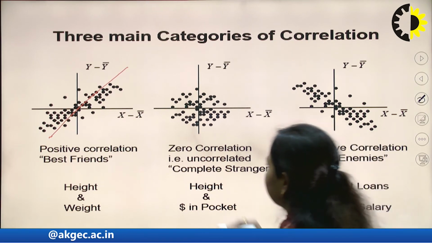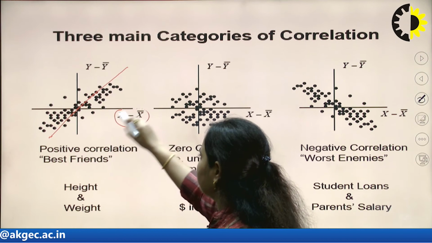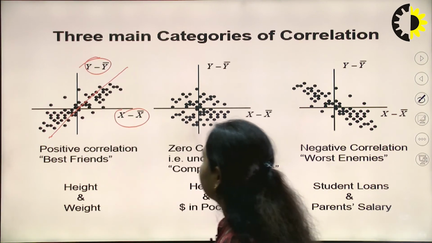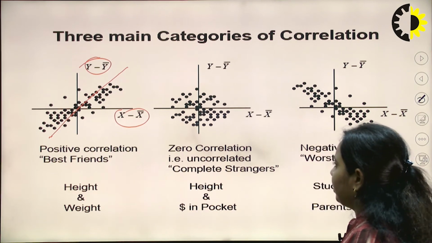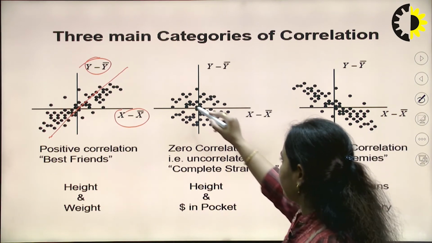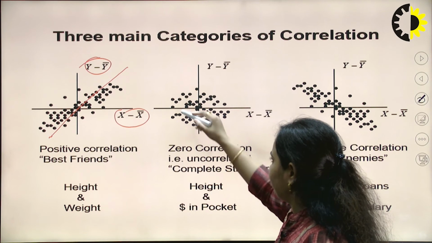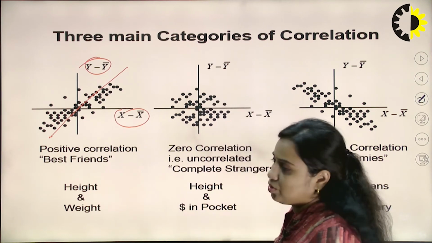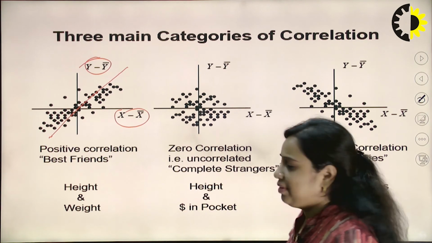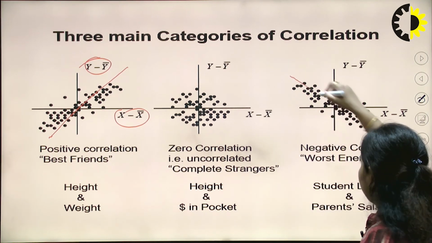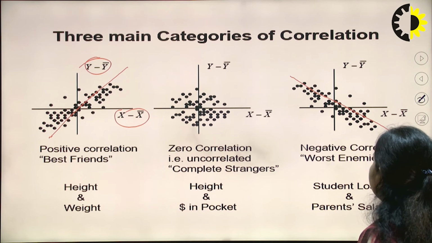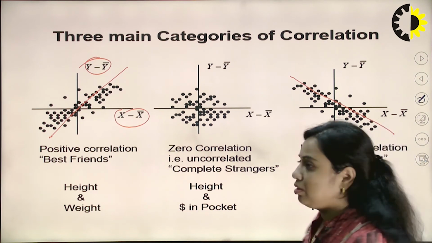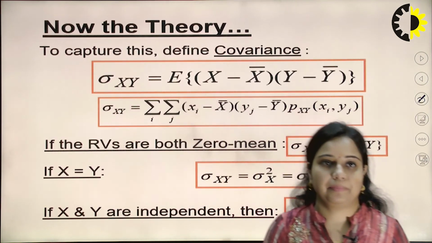In this case, this value is the random variable x minus the mean of that random variable, and this will be y minus the mean of that random variable. Now, next is zero correlation. Zero correlation means that in the scatter plot, all the points are scattered over the 4 quadrants of the graph. Next is the negative correlation, where you can see a decreasing graph. So, that is negative correlation between the 2 random variables x and y.